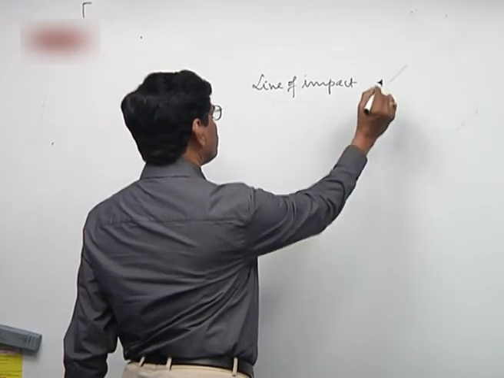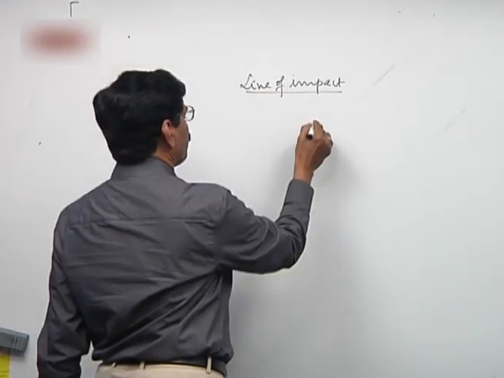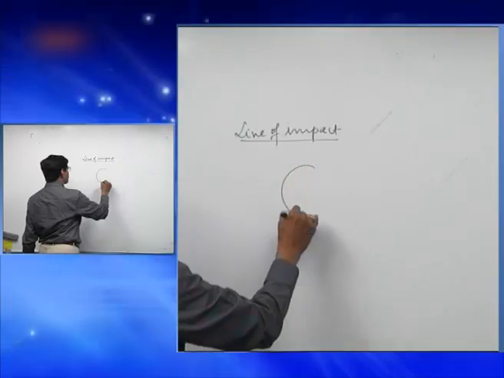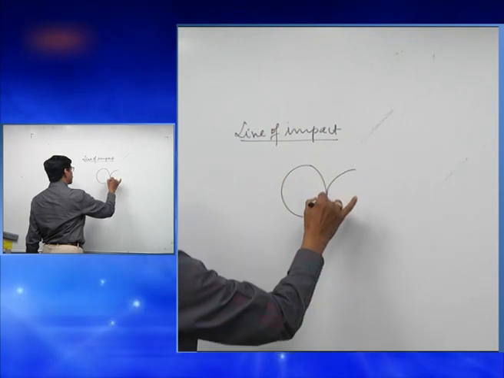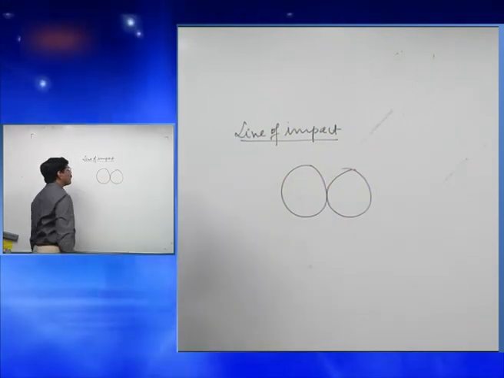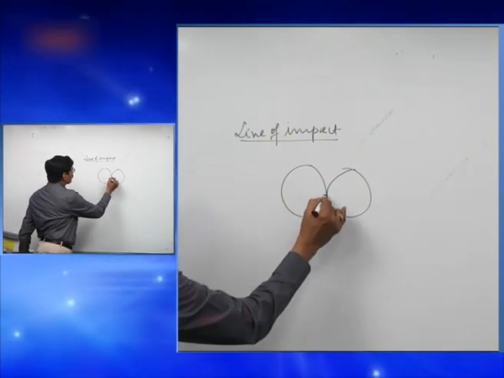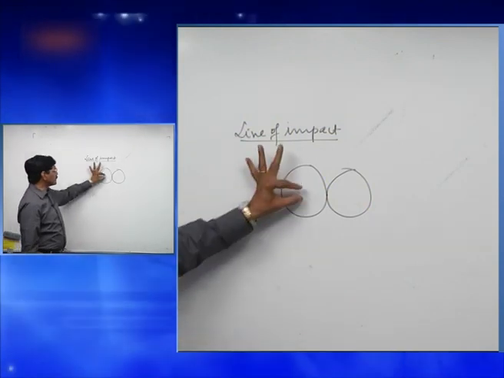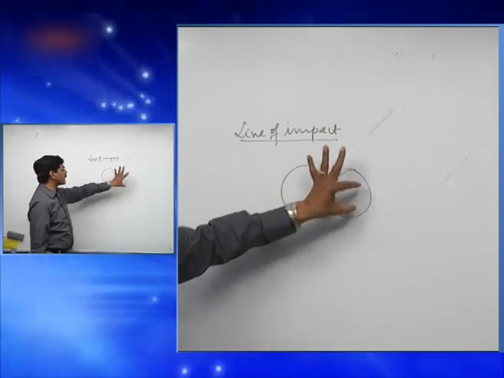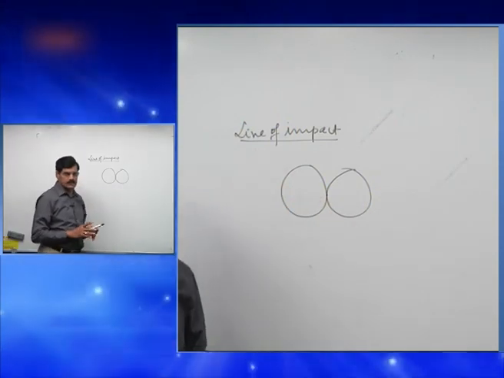This line of impact depends on the shape of the body. If your colliding bodies are spheres, let's assume that there is a sphere and another sphere colliding. When there is a collision between the spheres, there is a contact point here. This is the point of contact. This may be moving and this may be at rest, or both may be moving in opposite directions.